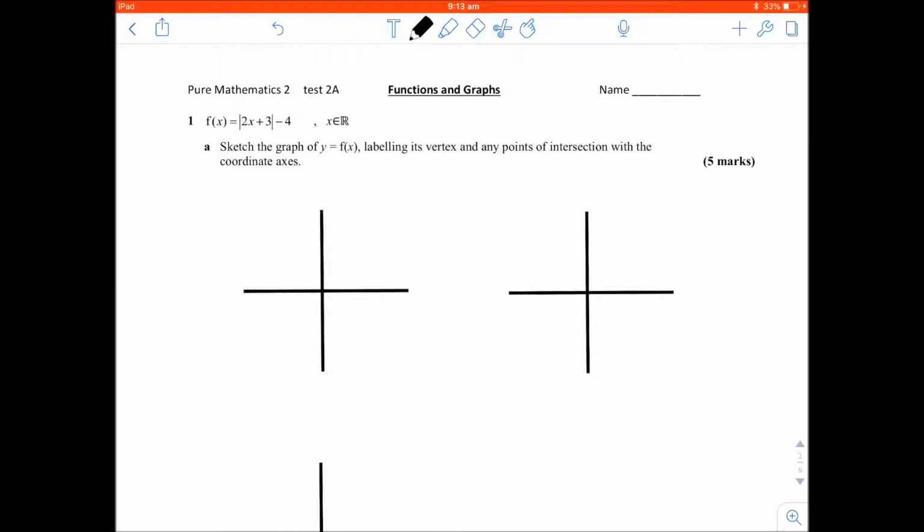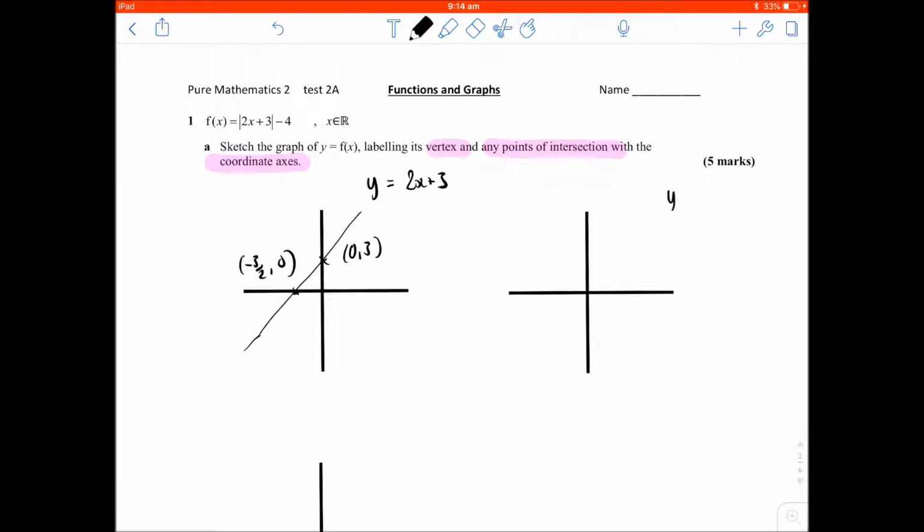So to start off with, I'm just going to draw the graph of y = 2x + 3 without the modulus. So sketching that, it's going to look something like that. Now we want to label any points, so we've got the vertex and any points of intersection with the coordinate axes. We've got no vertex here at the moment, but we know that that point there is going to be (0, 3). And if we say that that's where y is 0, then we're going to have (-3/2, 0) at that point there.